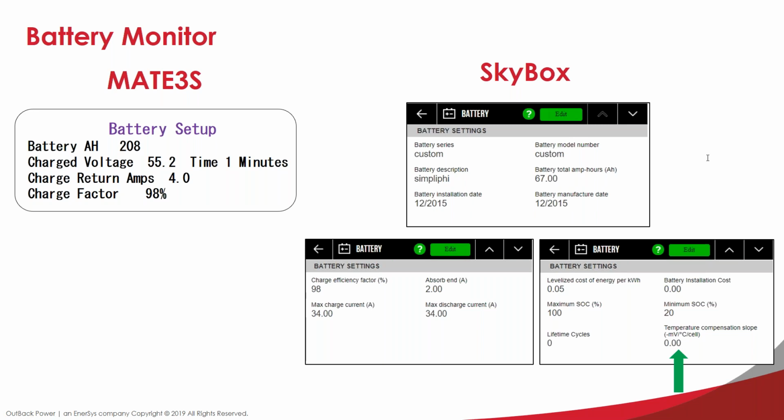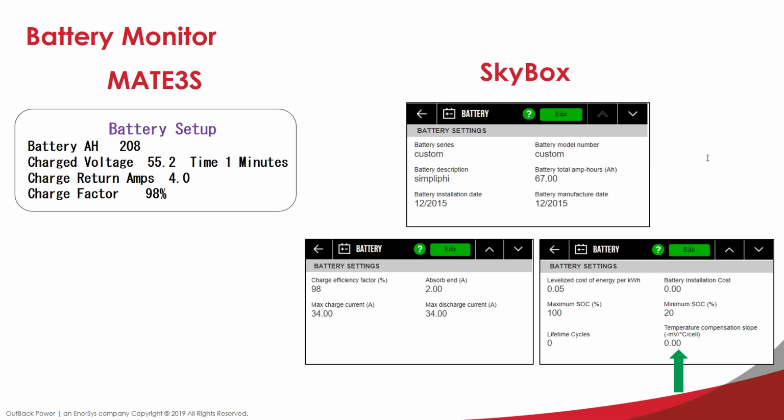So installation costs over cycle life and just a couple of different factors that we'll be publishing in our programming guide that is coming out soon. It's a little hard to explain verbally. It's easier to see it.